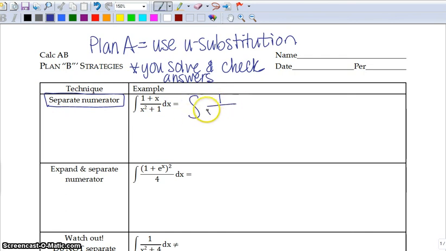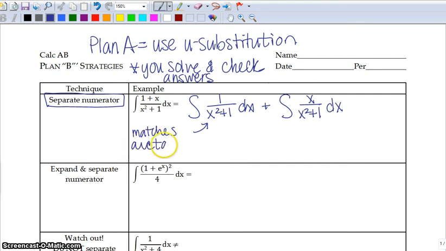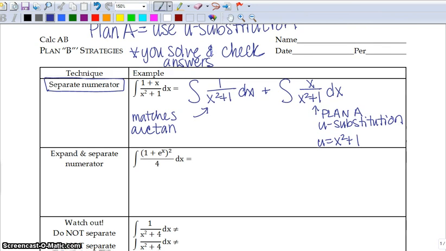So we then have 1 over x squared plus 1 dx plus x over x squared plus 1 dx. Now if you look at the first one, that matches a pattern of the new formulas we just talked about, arc or inverse tangent. The second one, we are back to Plan A and U substitution, where U would be the denominator, and then the numerator would get taken care of, and we end up with a natural log, which we all love.